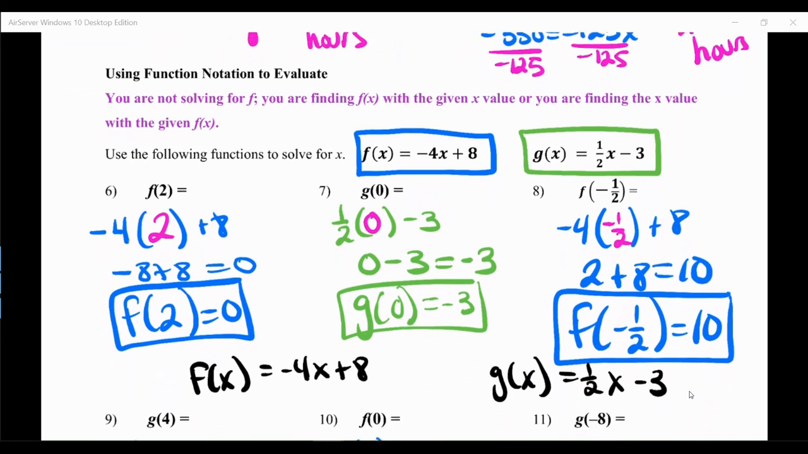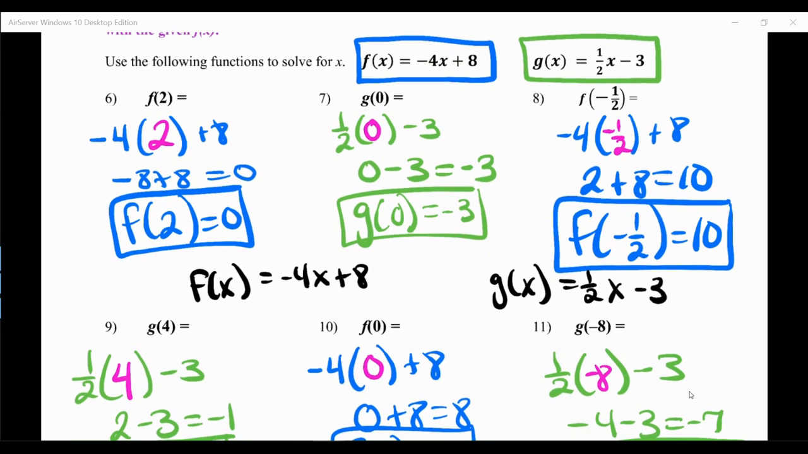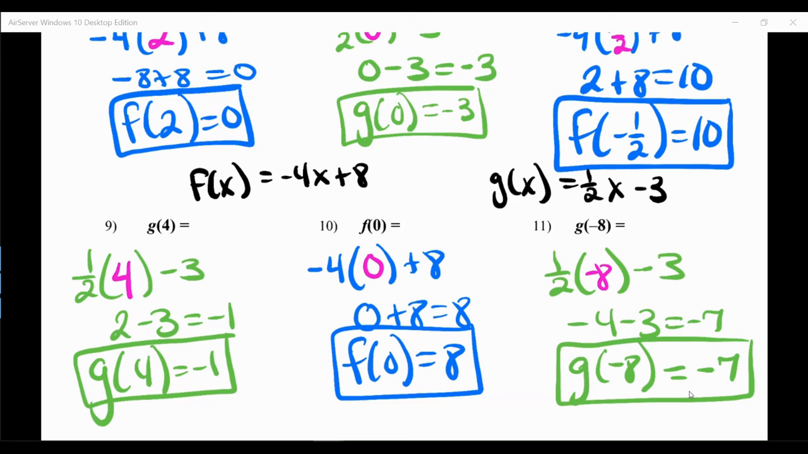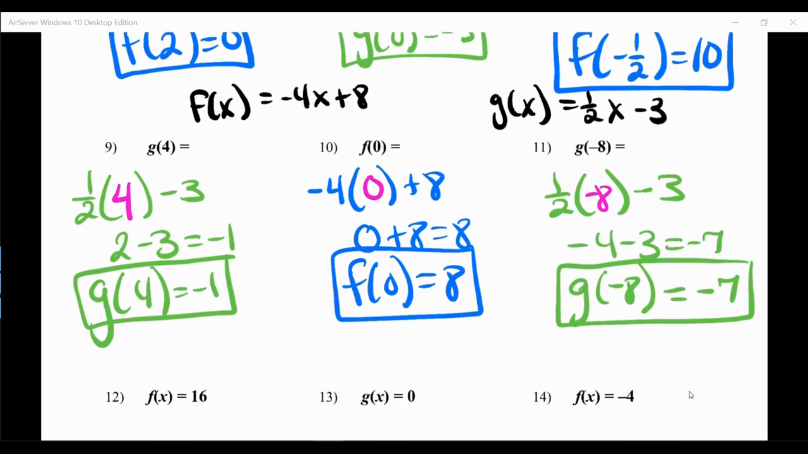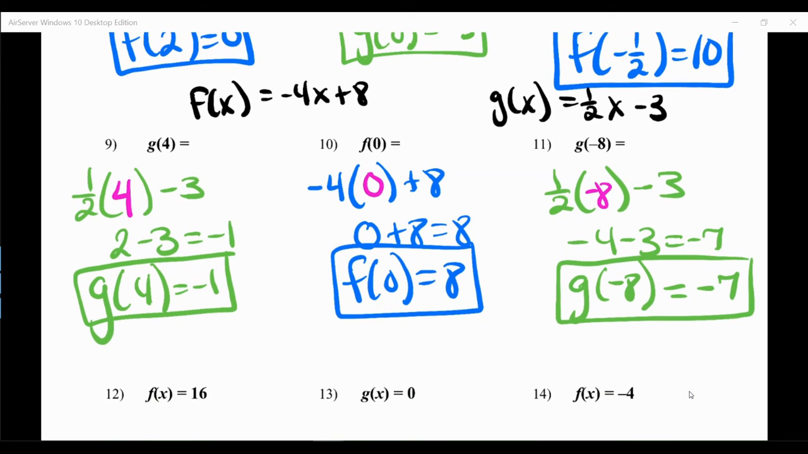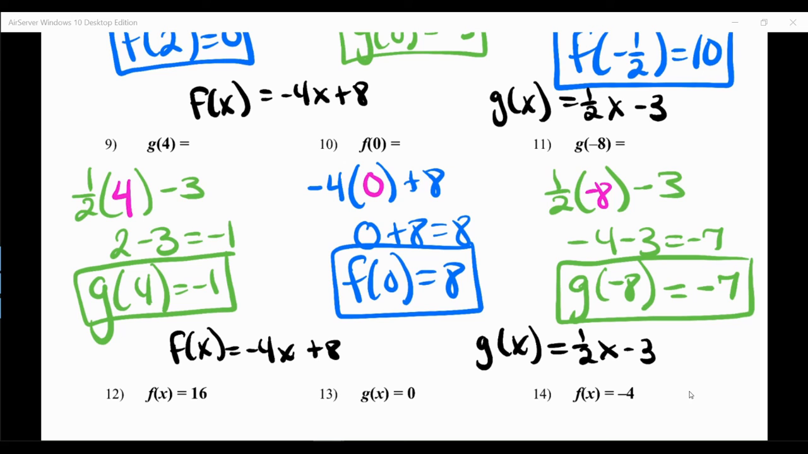But back to evaluating. For these 6 problems, we were given the x value, and it was up to us to use whatever function it was referring to and find the value of the function, finding that y value. Now the next 6 are the opposite. We are given the value of the function, and we need to find the x value. So I'm going to rewrite these functions again so they're right in front of us. I think that will help.